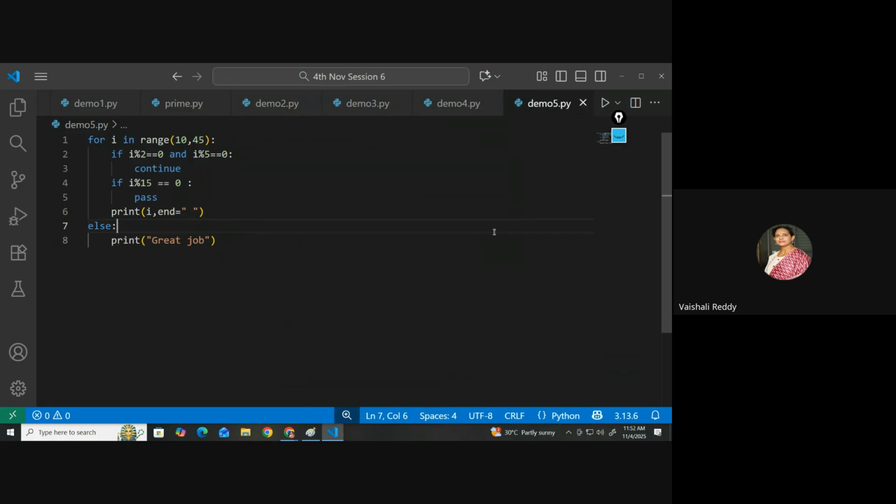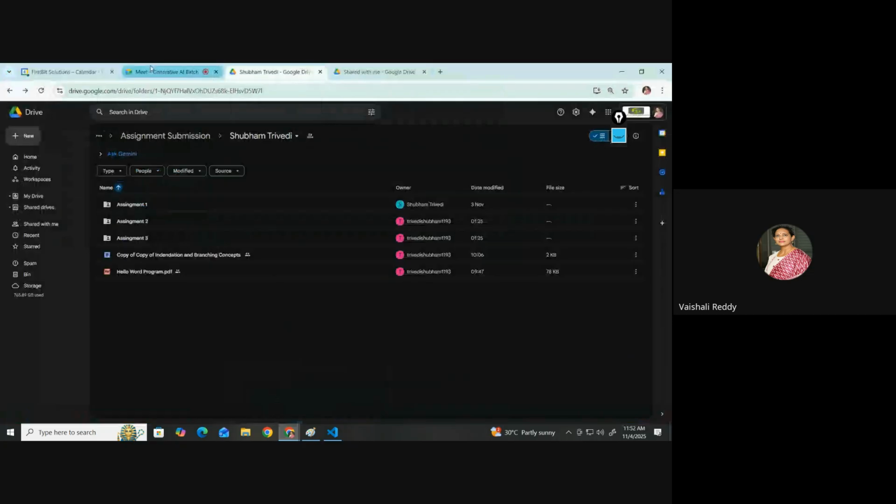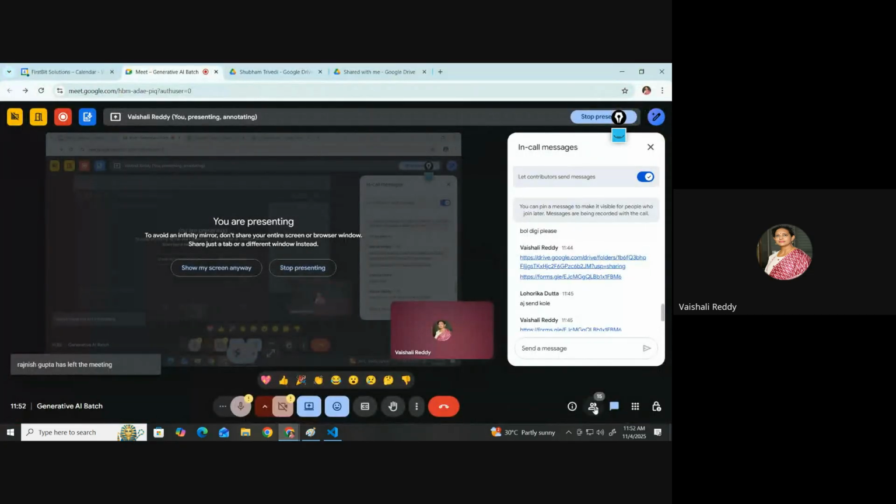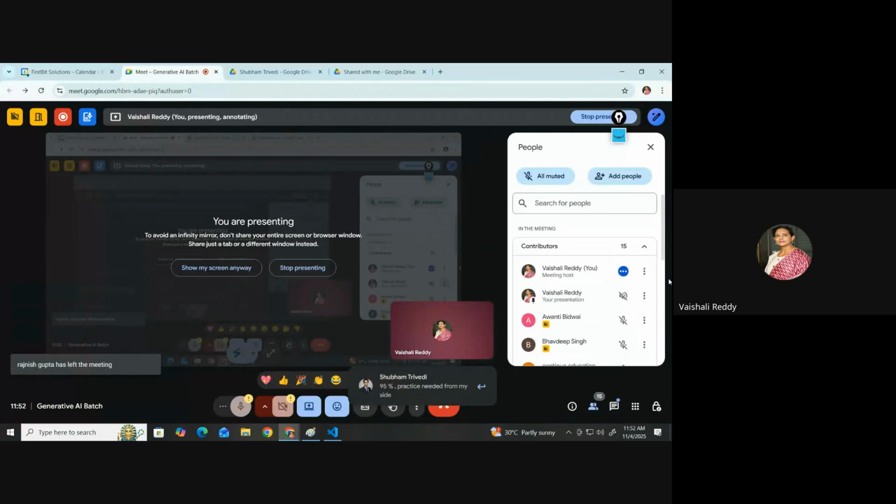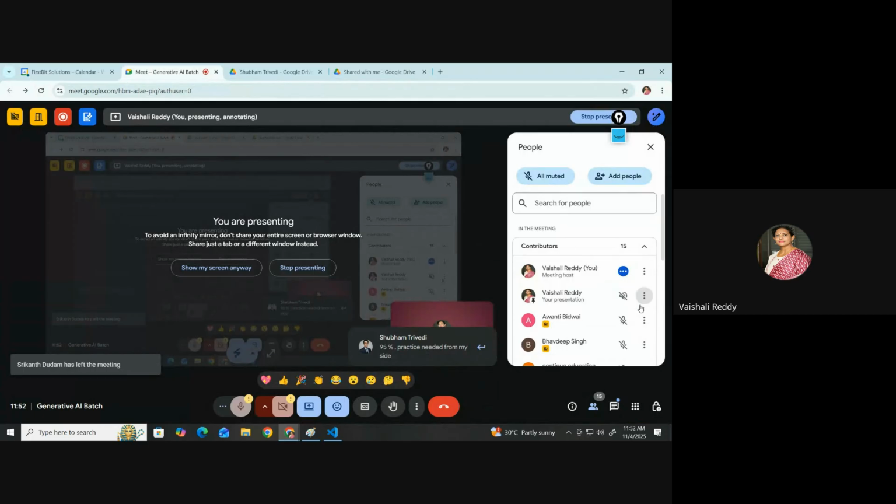So Shreya is saying 70%. Shreya, how can I help you, dear? How can we make it 100? Yes, others, please confirm. Okay, Lahorika is also saying 70%. Can you also tell me how we can make it reach 100%? What about others? Avanti is saying 90%. Okay, Avanti. 95, practice needed from my side.